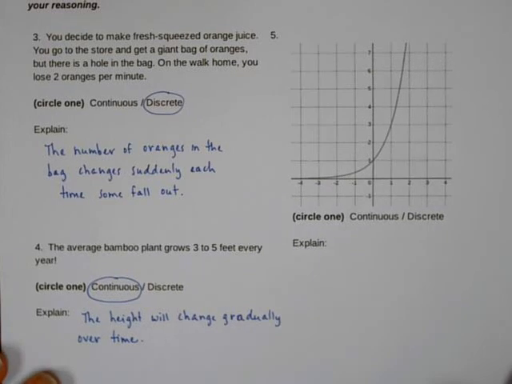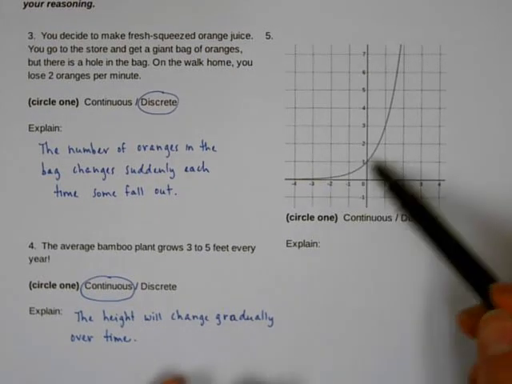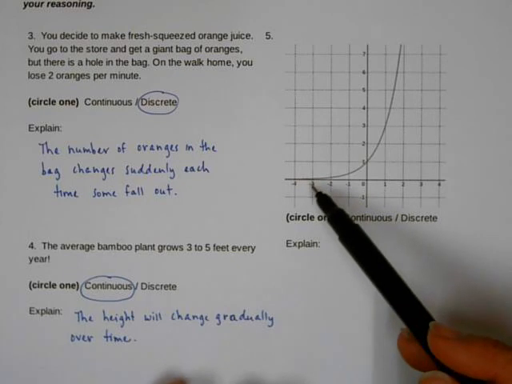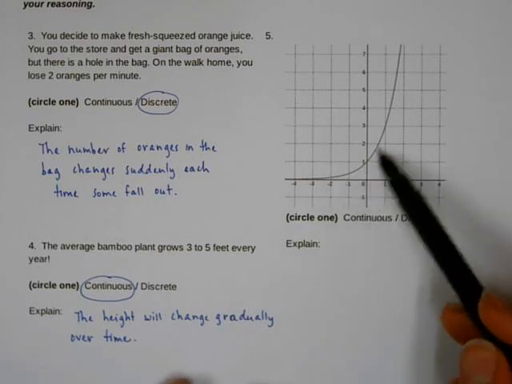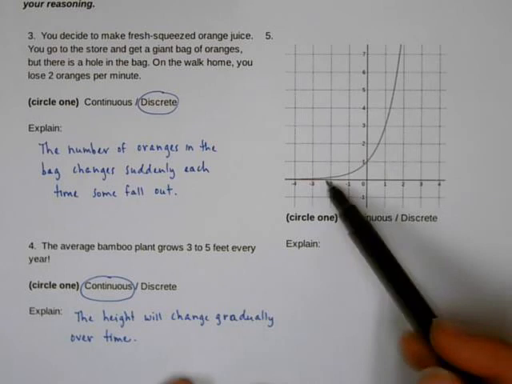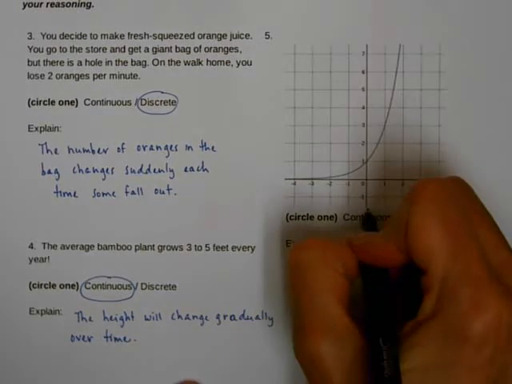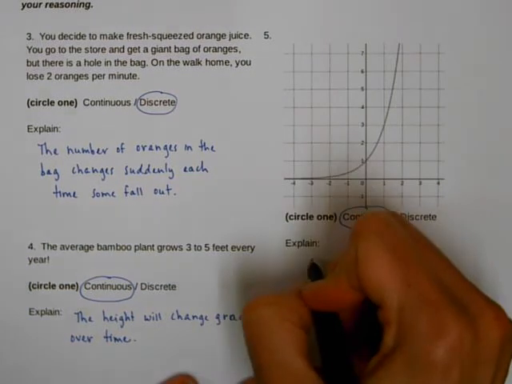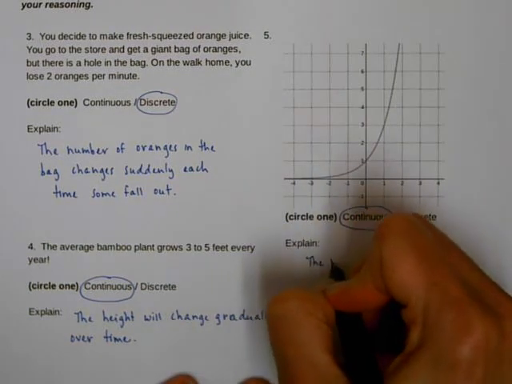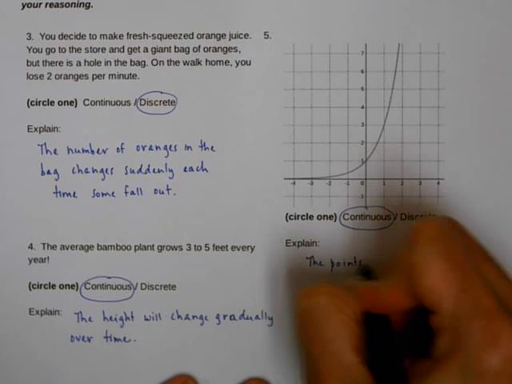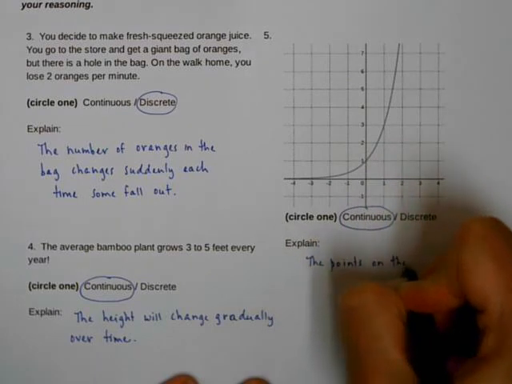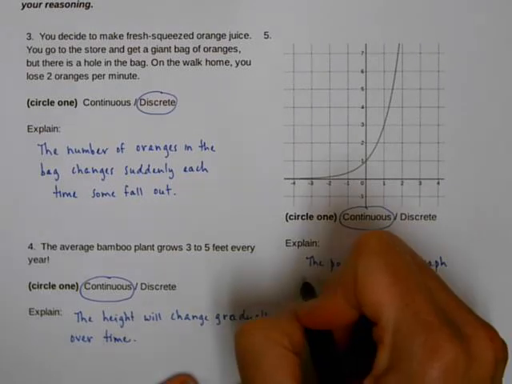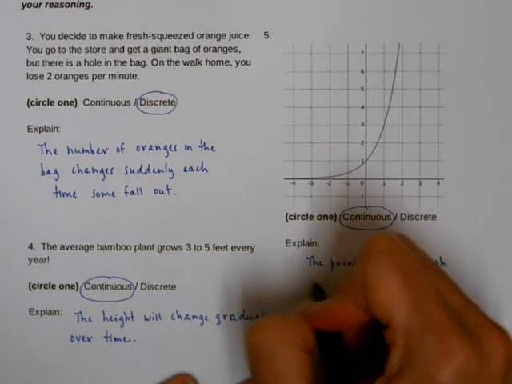All right, then the last one here, now we're looking at a graph. And the first thing I notice that is new compared to what we were doing in Module 1 is that all these points are connected here. That right away is going to tell me this is a continuous relationship. And the reason here we would say the points on the graph are connected. I don't know anything about the scenario, but I can tell by that graph everything's connected, so it's continuous.